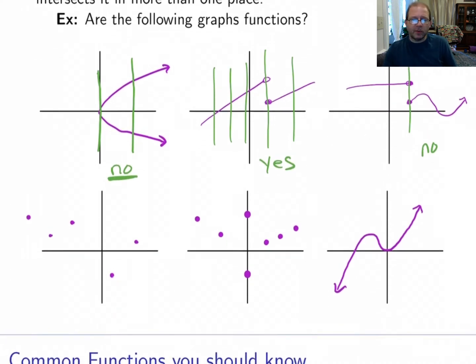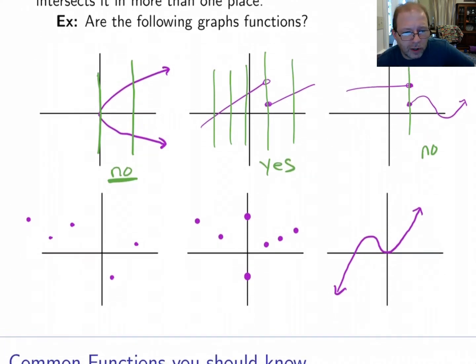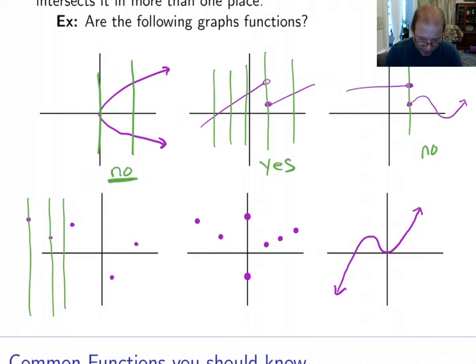Now, these next couple of graphs are sparse graphs. They've only got a handful of points. This one over here, the first one, anywhere I draw a vertical line, it's going to touch 1 or 0 points on that graph. So this one is a function.